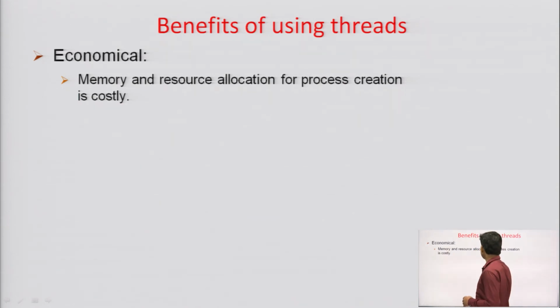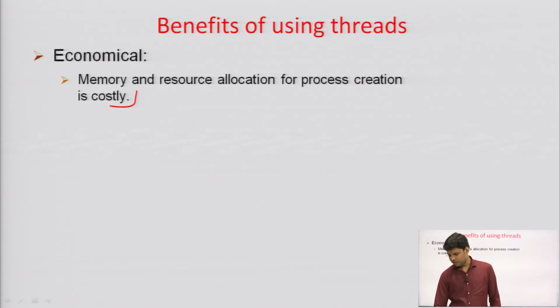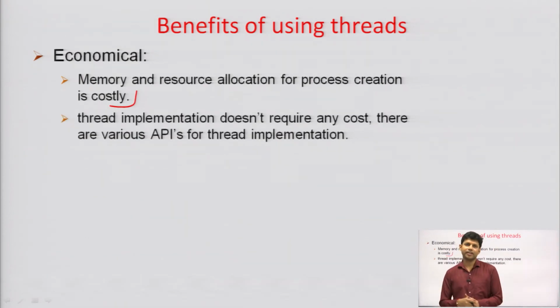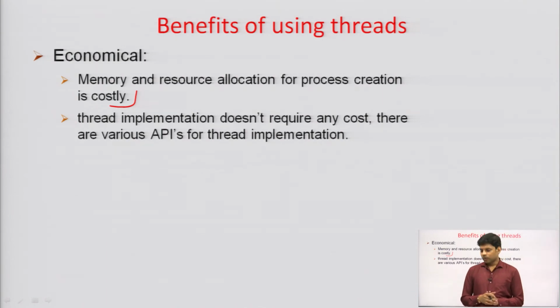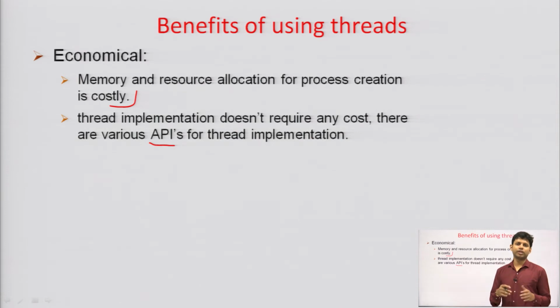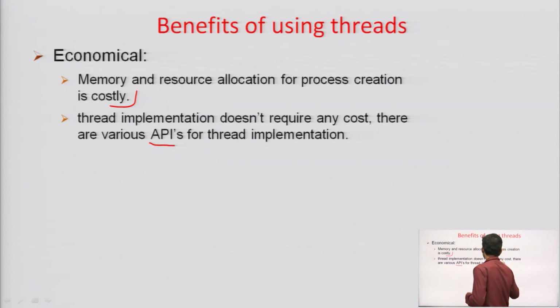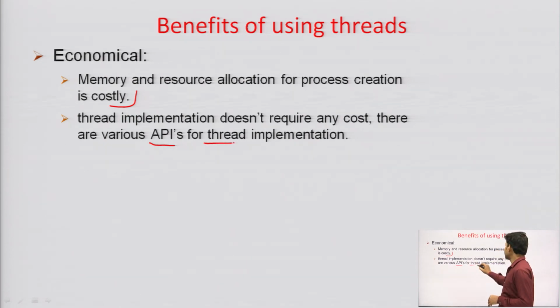Memory and resource allocation for process creation is costly, because a process is larger in size as compared to a thread. Thread implementation does not require any such cost. There are various APIs, which we already studied in lecture 5 when we saw system calls. APIs means application programming interface, for thread implementation.